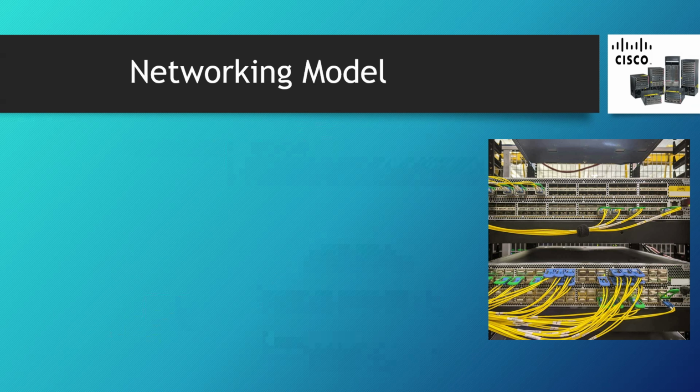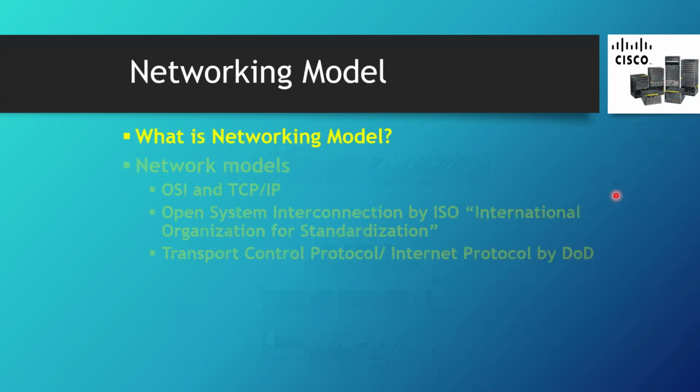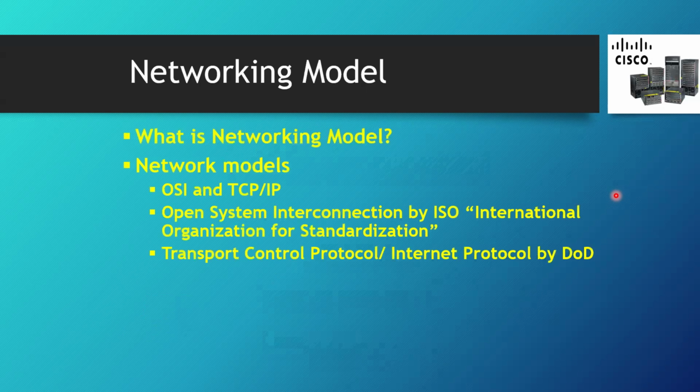First topic, networking model. What is a networking model? A networking model tells us how to build a network, how to troubleshoot a network, and how to work around each of the layers in our network. We have two kinds of networking model, OSI and TCP/IP.